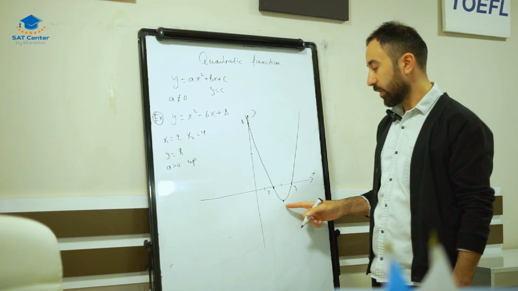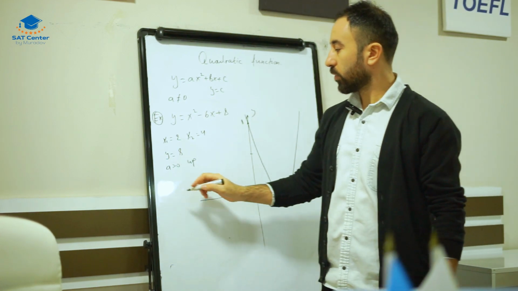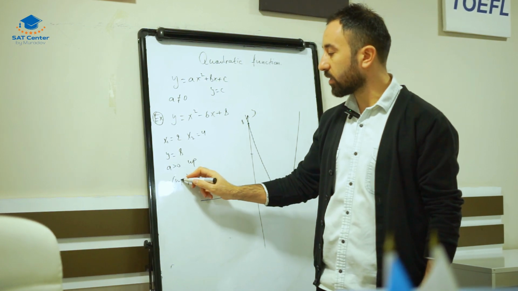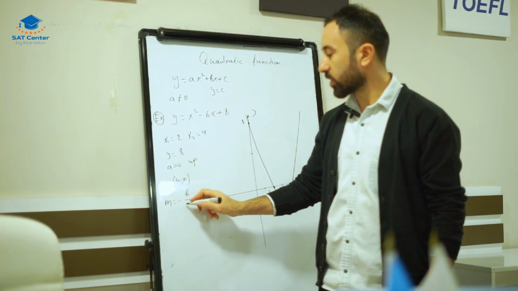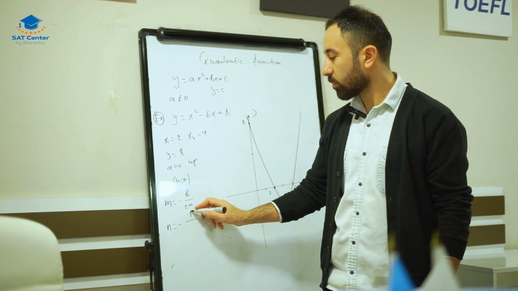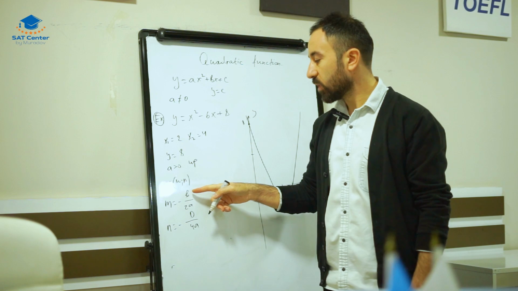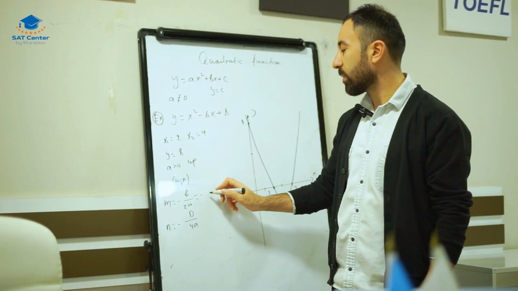Coordinates of this point are the coordinates of the vertex of the function. The vertex has coordinates (m, n), and we mark it with m, n, x and y. m has the formula minus b over 2a. n has the formula minus discriminant over 4a. Let's substitute the values of b and a, the discriminant and a, and calculate the values of m and n.